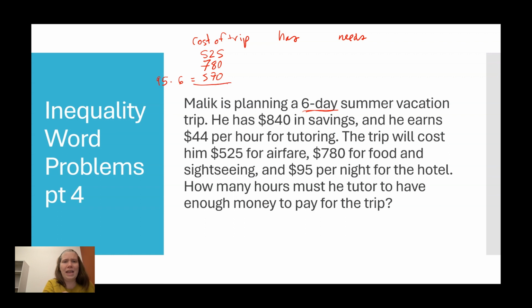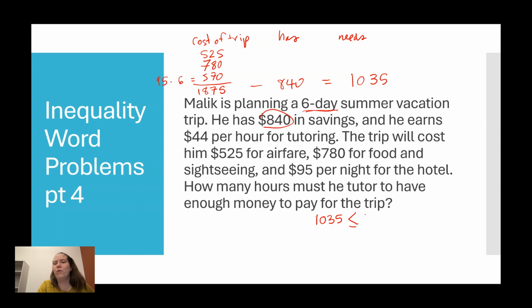Altogether, we've got 1875 is the cost of his trip. He already has 840 saved. Fantastic. Great job, Malik. So we are going to subtract that out, and that tells us he needs to earn $1,035 in order to pay for the trip. Now we can say that he needs at least $1,035. He could have more, right? This is the floor. We can go higher. So that's the smallest. We can go bigger.